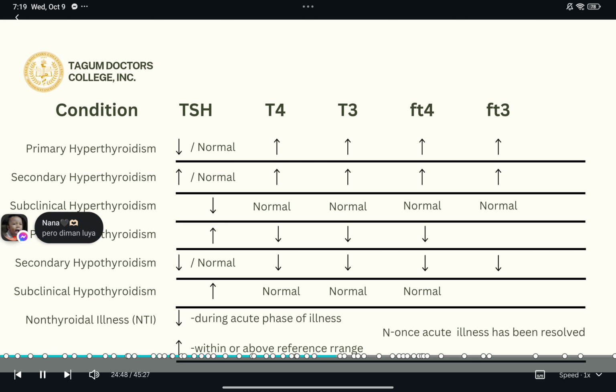Okay. Non-thyroidal illness or NTI is decreased during acute phase of illness and decreased siya if within or above reference range siya and normal once the acute illness has been resolved siya. Okay.